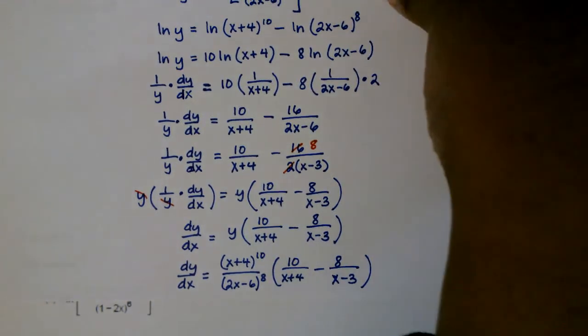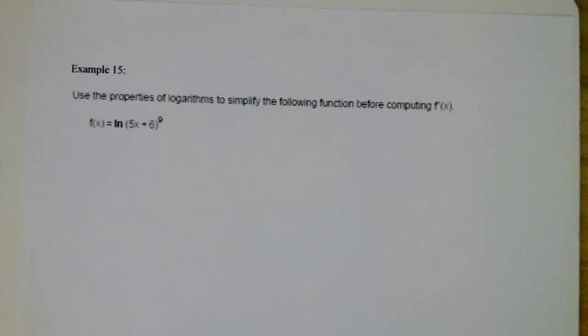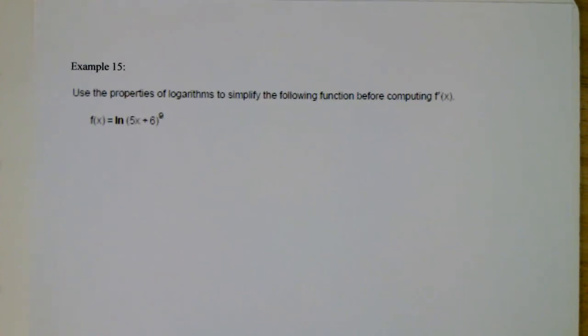Okay, let's look at example 15. In this case here, let's say I want to use the properties of logarithms to simplify the following function before computing f prime of x. So here I've got f of x equal to ln of the quantity 5x plus 6, raised to the 9th power.